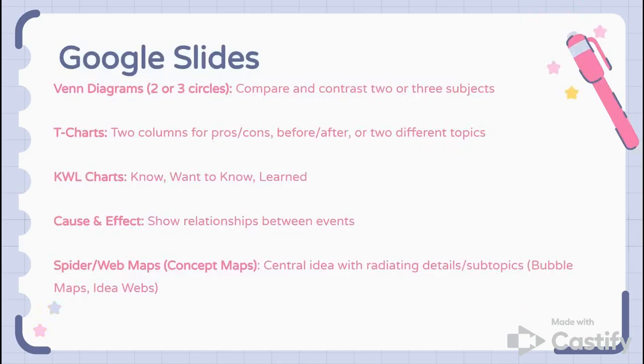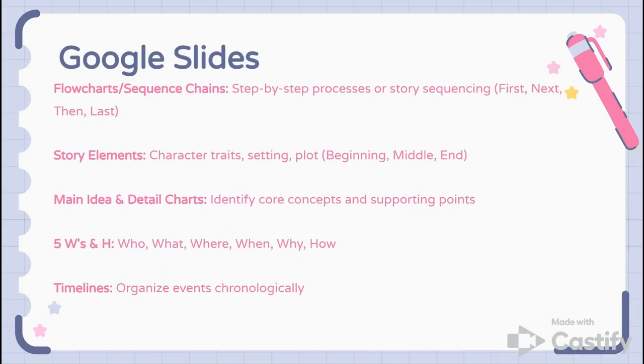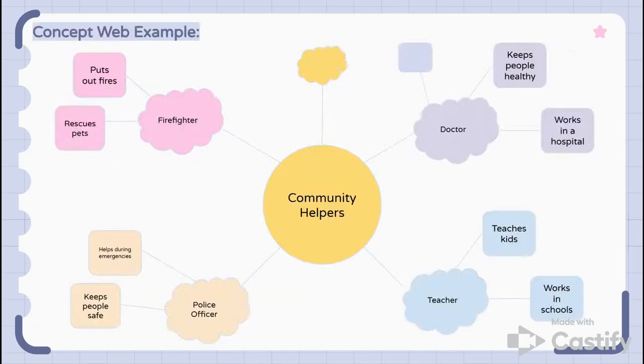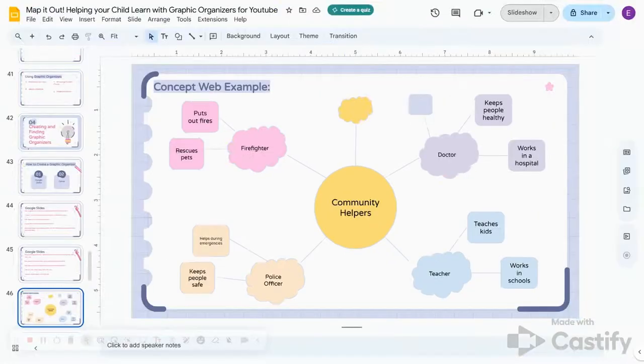In Google Slides, you can create Venn diagrams, T-charts, KWL charts, cause and effects, spider web maps or concept webs, flow charts, story elements, main idea and detail charts, 5 Ws and H, and timelines. Here's an example of the concept web graphic organizer created on Google Slides. As you can see, all parts of the graphic organizer are editable.